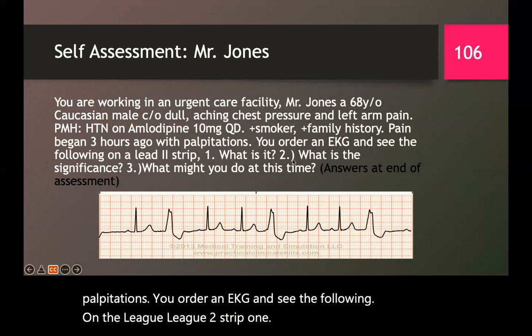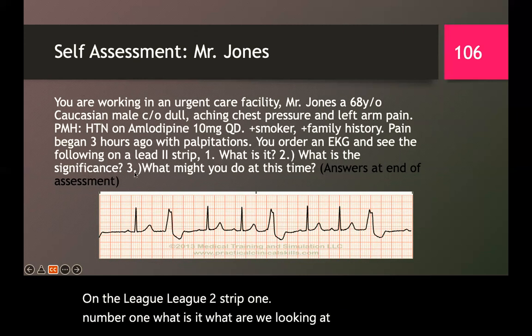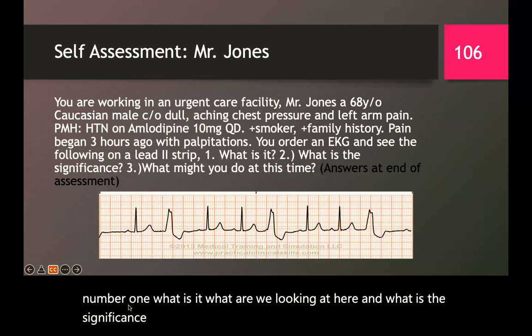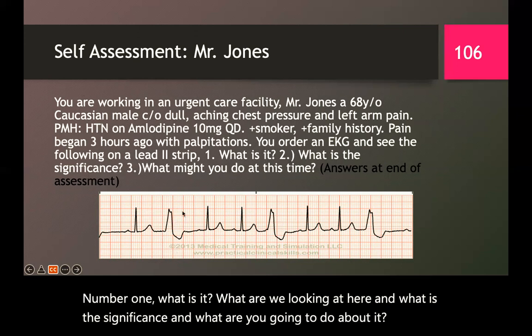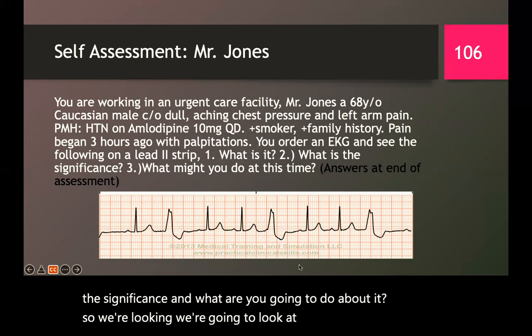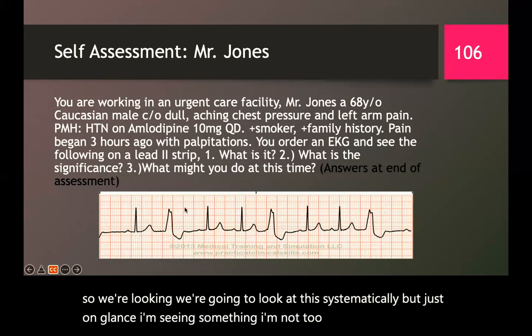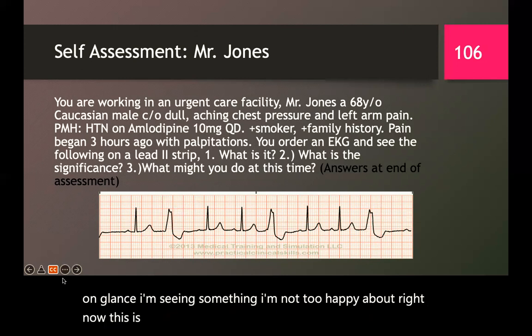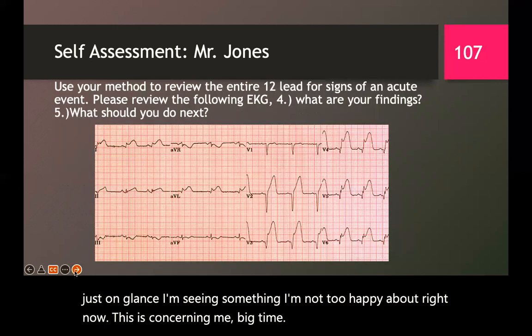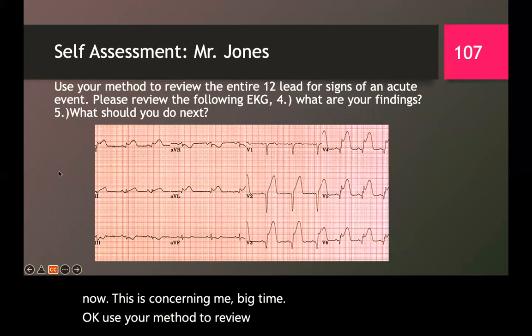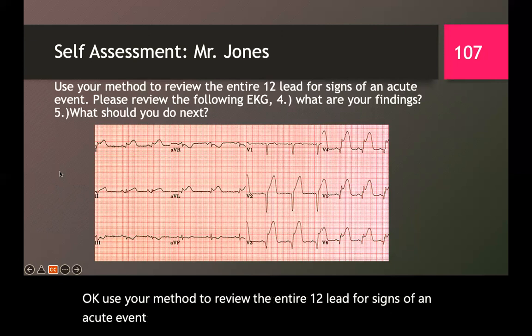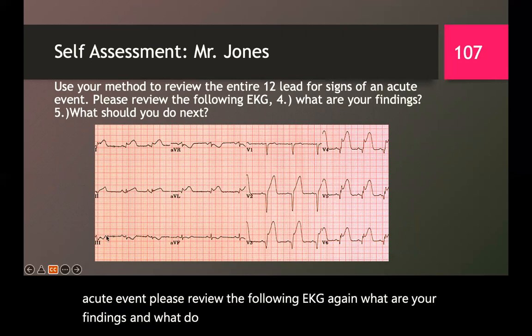Number 1, what is it? What are we looking at here? What is the significance? And what are you going to do about it? So we're going to look at this systematically, but just at a glance, I'm seeing something I'm not too happy about right now. This is concerning me big time. Okay. Use your method to review the entire 12 lead for signs of an acute event. Please review the following EKG. Again, what are your findings and what do you do next?